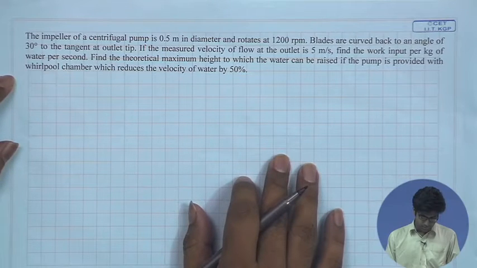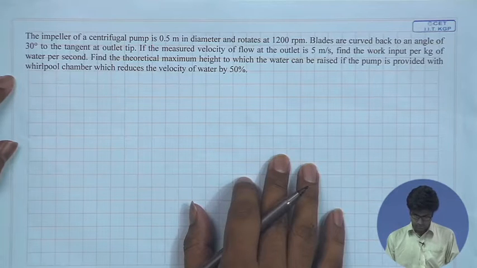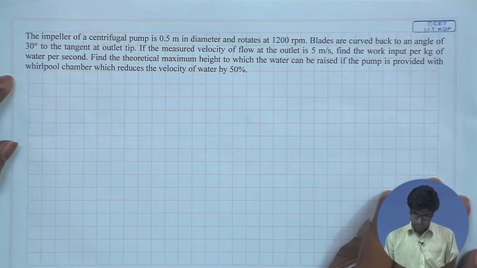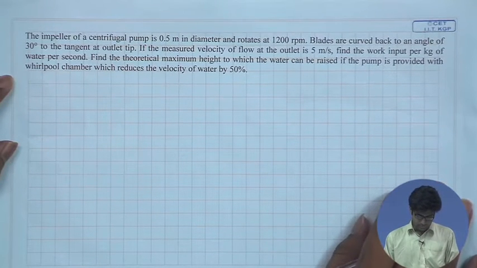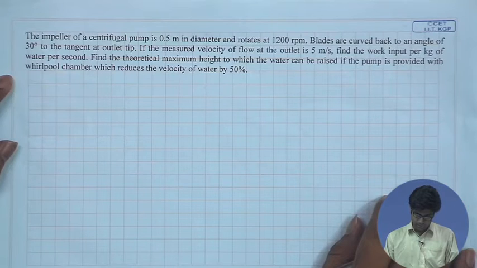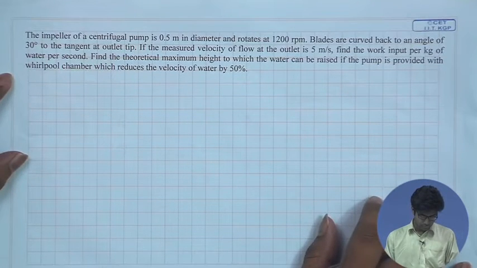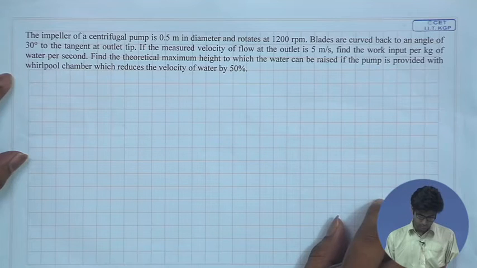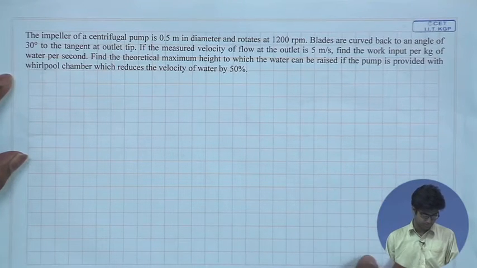The impeller of a centrifugal pump is 0.5 meter in diameter and it rotates at 1200 rpm. The blades are curved back to an angle of 30 degree to the tangent at the outlet tip. If the measured velocity of flow at the outlet is 5 meter per second, then we have to find out the work input per kg of water per second. We have to also find out the theoretical maximum height to which the water can be raised if the pump is provided with a whirlpool chamber which reduces the velocity at outlet by 50%.